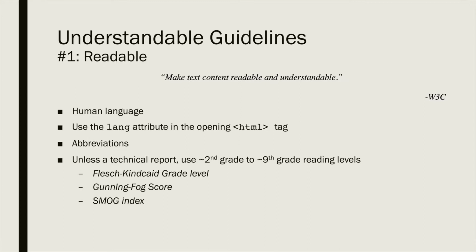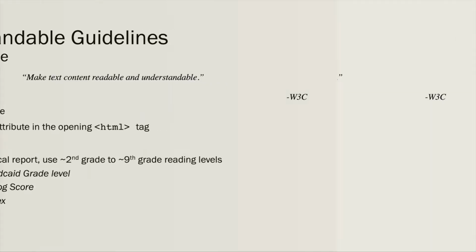And unless this is a technical report or a medical paper, you want to use 2nd to 9th grade reading levels. There are different grading levels of determining reading scores, such as the Flesch-Kincaid grade level, the Gunning-Fog score, or even the SMOG index. You can use these tools to determine the content of your page and what grade level it works with for your actual web page.